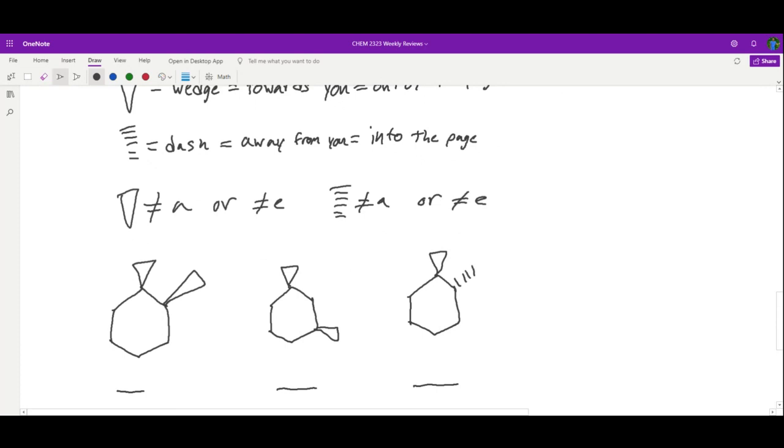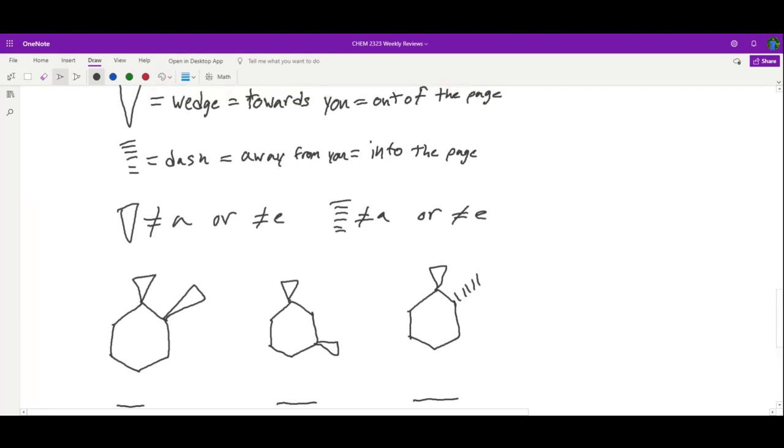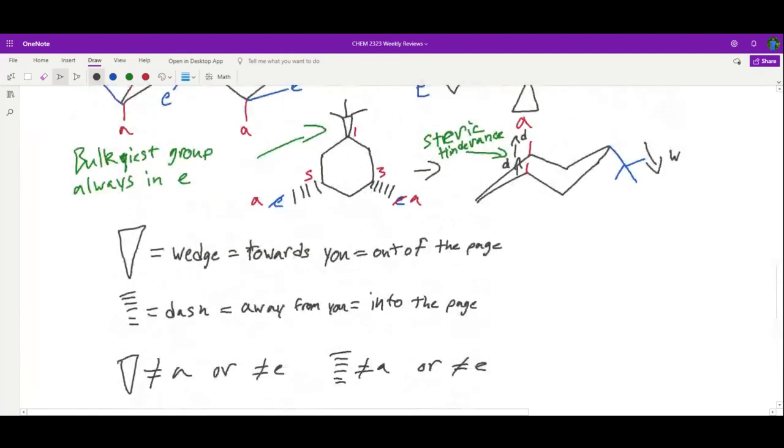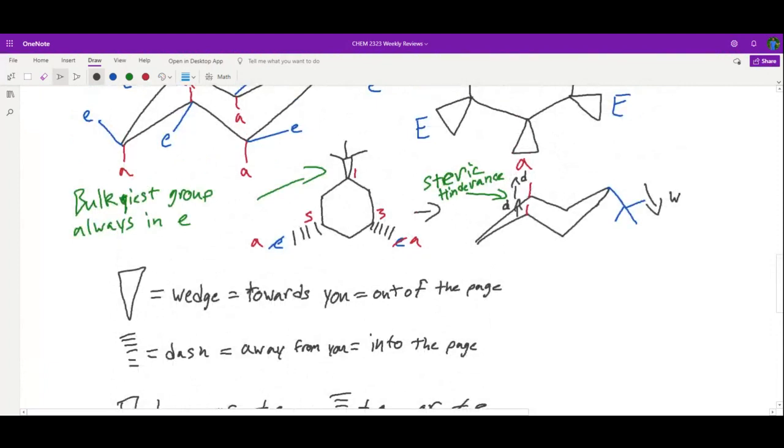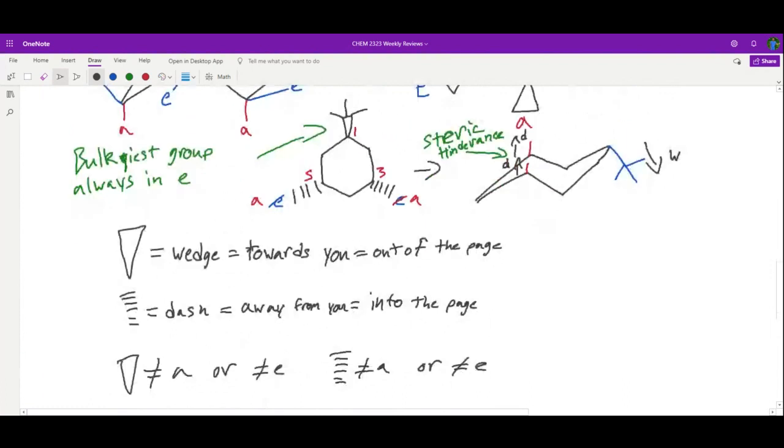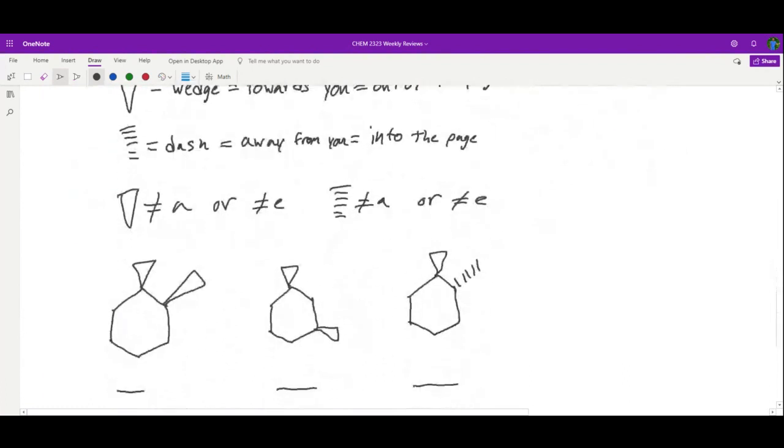Isn't it if there's a wedge and a dash, and if the wedge is equatorial, the dash has to be axial? Wait, say that again? If the wedge is equatorial, then the dash has to be axial? Like, don't they have to be opposite of each other? Or is that wrong? You might be right. I just tend to try not to look at universal rules like that, because I feel like each molecule is different, so I try to take it one by one. That might be right. I'm not sure.